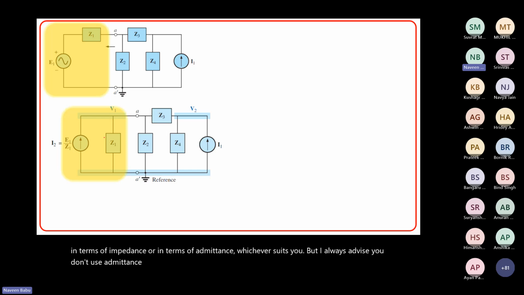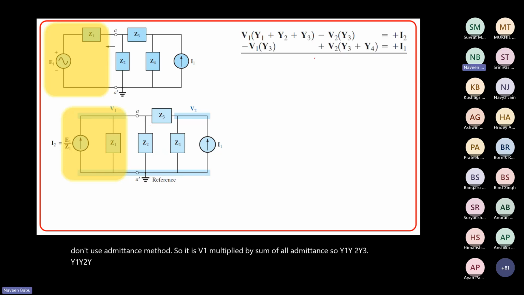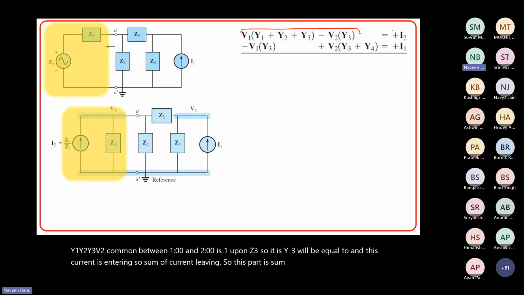So it is V1 multiplied by the sum of all admittances, so Y1 plus Y2 plus Y3, minus V2 times the common admittance between 1 and 2, which is 1 upon Z3, so Y3, will be equal to, and this current is entering, so this part is the sum of currents leaving and this is the sum of currents entering, so equal to plus I2.